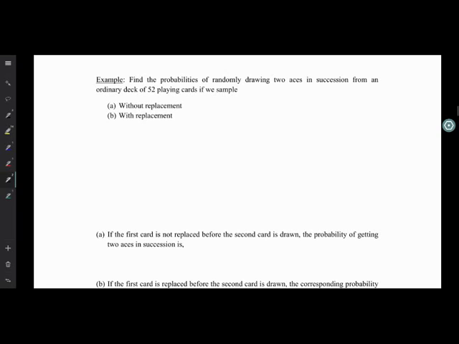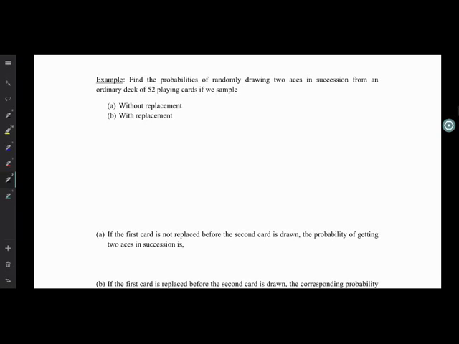Now if you think about the standard deck of playing cards, there are 4 aces, one belonging to each of the 4 suits. So we have the spades ace, the clubs ace, the diamond ace and the hearts ace. We have to do the calculation to find the probability of randomly drawing 2 aces in succession. That means the first is an ace, the second is also an ace. In 2 situations: first without replacement, second with replacement. In order to do this example, I'll use a tree diagram.